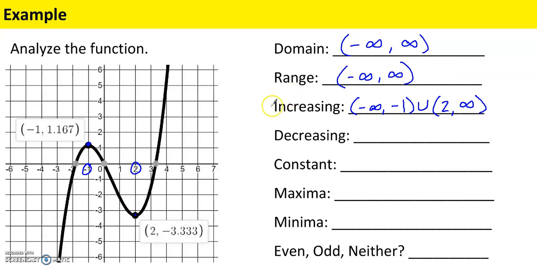If you get the increasing interval right, usually it's pretty easy to get the decreasing interval. Where is this thing decreasing? Well, from the x value at -1 until we get to an x value of 2. That's the interval from -1 to 2.